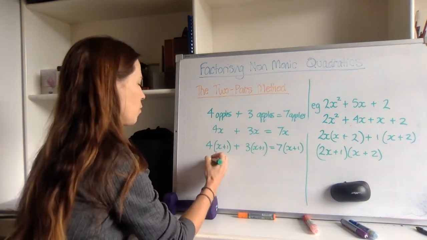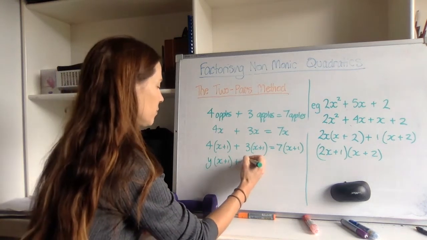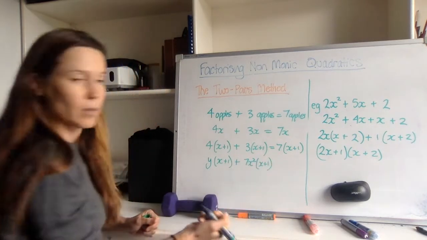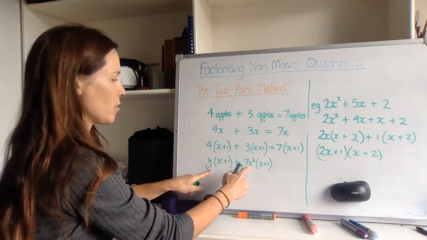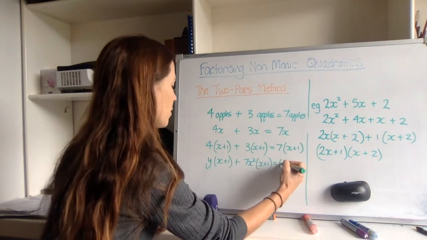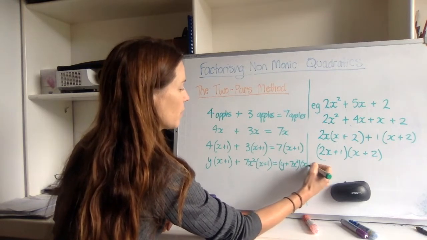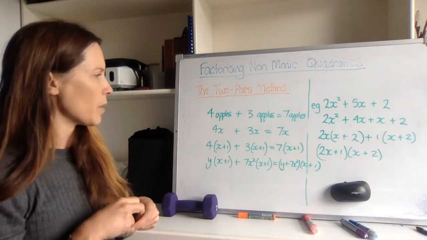We could say, what's y (x plus 1)'s plus 7x squared (x plus 1)'s. Well, what did you do here to get the 7? You just added these two numbers. So you just add these two, and you'd say I've got y plus 7x squared (x plus 1)'s. That got a little bit messy, but I think you can see where I'm going with that.